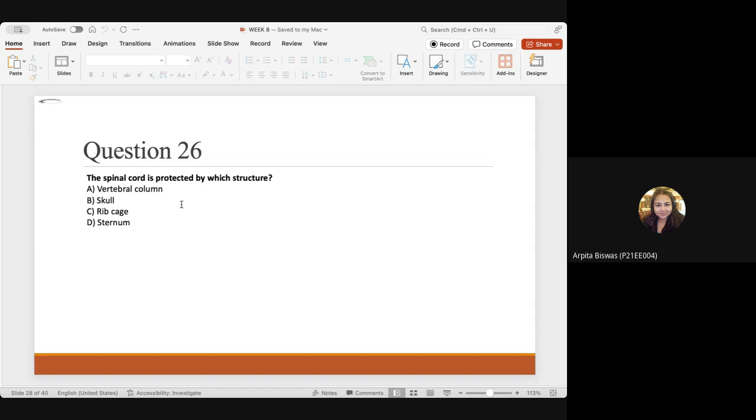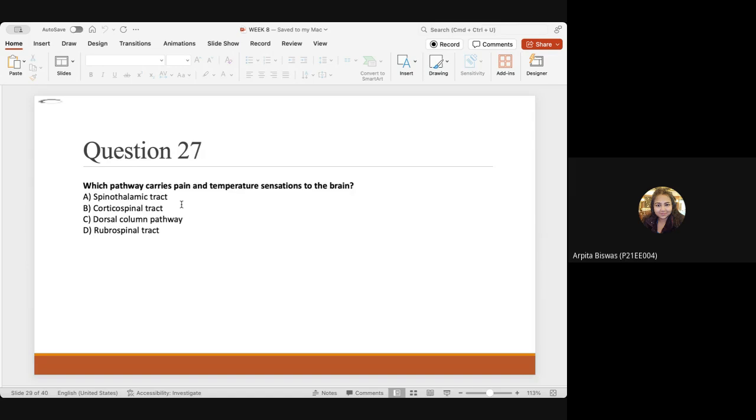So, next is question number 27. Which pathway carries pain and temperature sensation to the brain? Option A is the spinothalamic tract. Option B is the corticospinal tract. Option C is the dorsal column pathway, and option D is the cerebrospinal tract. So the right option is option A, the spinothalamic tract.